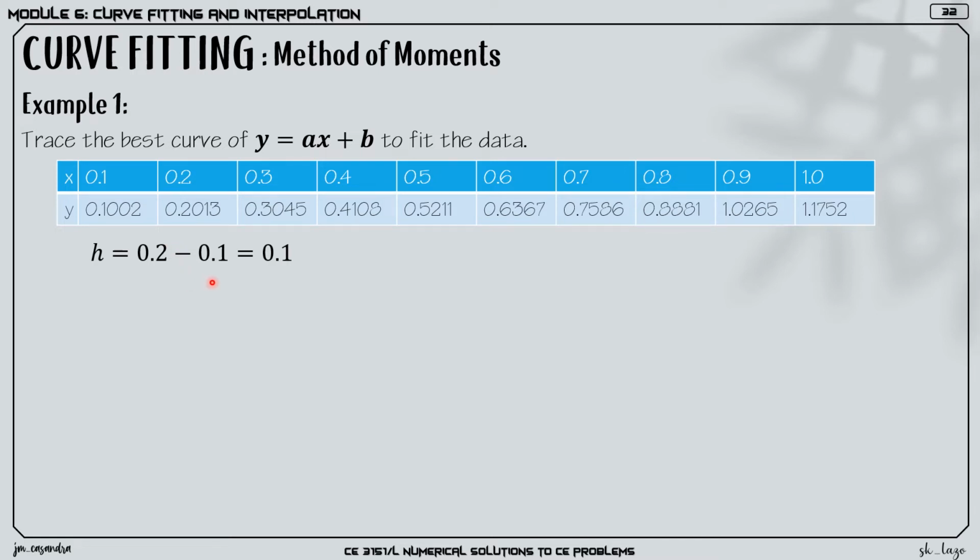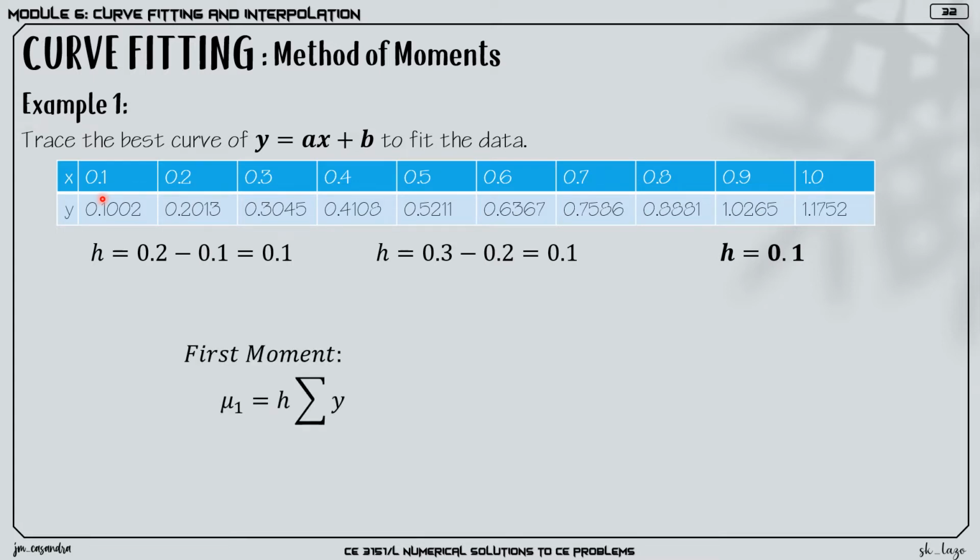is equal to 0.1. And if we continue further, we have x sub 3 minus x sub 2 is also equal to 0.1 as well. And if we are going to continue further, we are going to find out that the value of h for all the values of x is equal to 0.1. From here, we'll now be able to proceed with determining our true moments. For the first moment, that will now be mu sub 1 equals h times the sum of y.